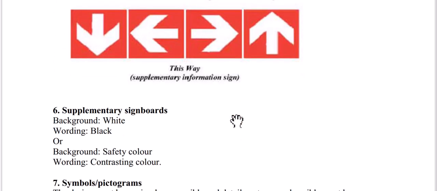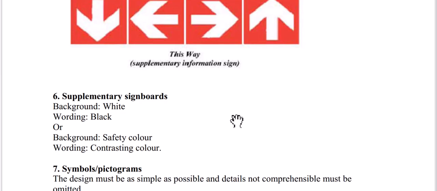We have supplementary signs. These are the signs that are used to report some information out of those listed above. So we have this supplementary sign, and we always have a background which is white, and the wording is black. Mostly they are used in terms of words.